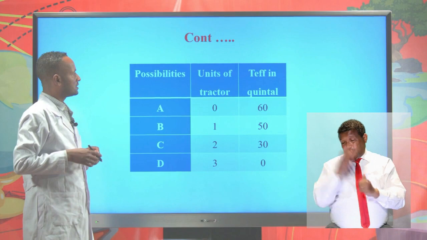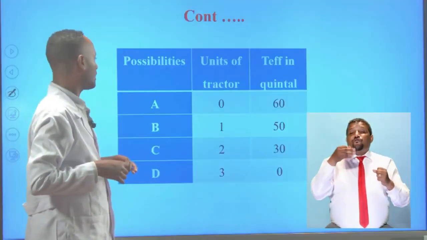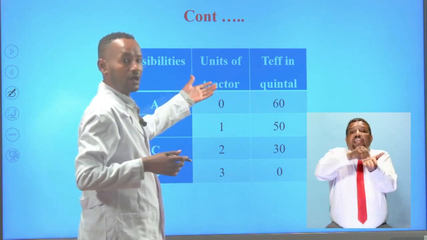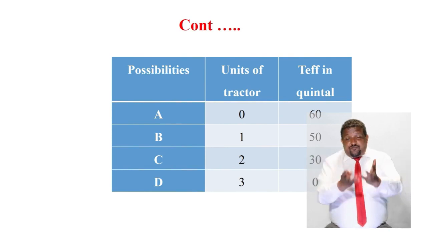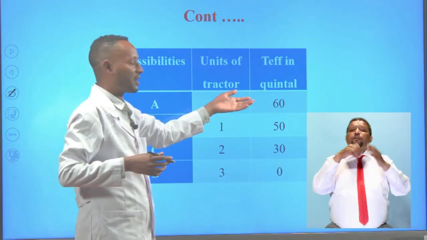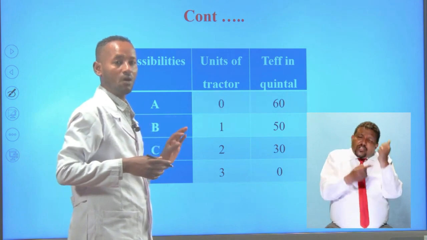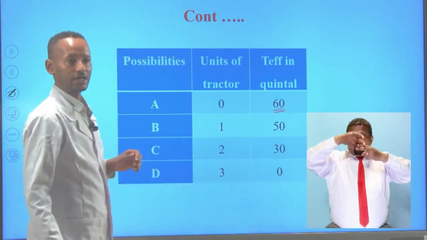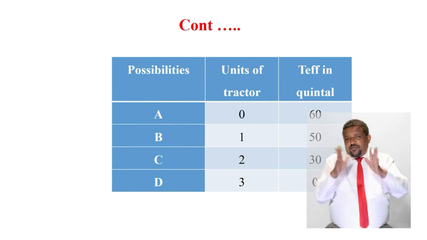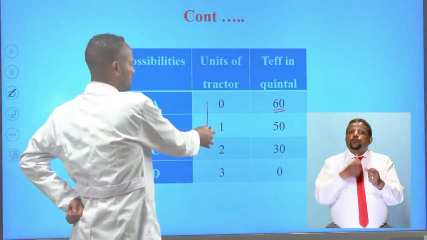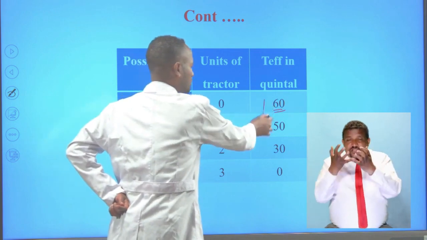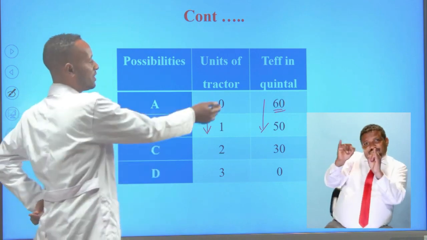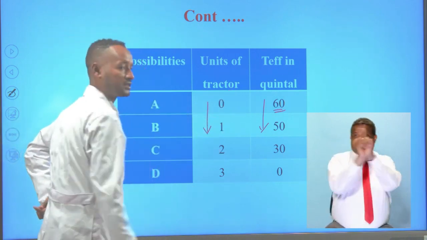Now, let's see the production possibility frontier. Here, suppose Ethiopia produces teff and tractor. At combination A, if Ethiopia employs all the available resources for the production of teff only, she will not produce any amount of tractor. Hence, she can produce 60 quintal of teff without producing any amount of tractor. And when Ethiopia wants to produce one more tractor, she has to reduce production of teff from 60 quintal to 50 quintal, because the resources which were used for the production of teff are diverted for the production of tractor.